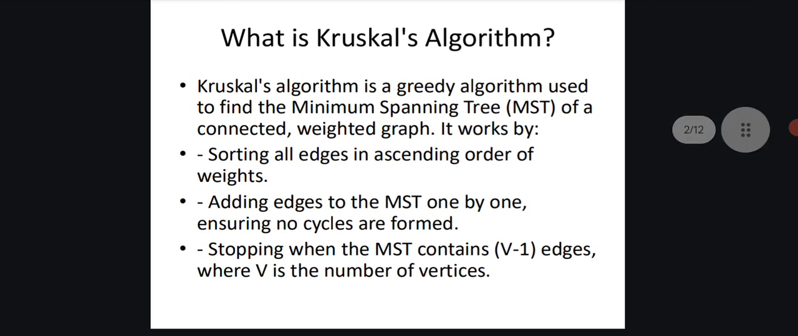What is Kruskal's algorithm? Kruskal's algorithm is a greedy algorithm used to solve the MST problem for a connected weighted graph. Here's how it works. First, we sort all the edges by their weights in ascending order. Next, we add edges to the MST one by one, ensuring no cycles are formed. We stop once the MST contains V minus 1 edges, where V is the number of vertices in the graph. We also should ensure that the input graph must be a connected graph.